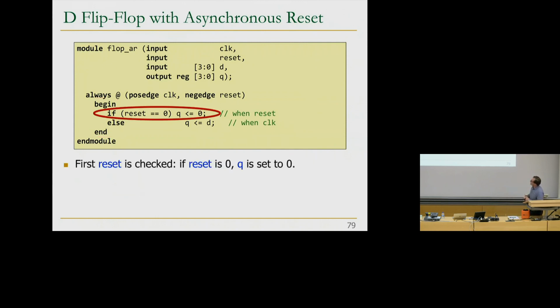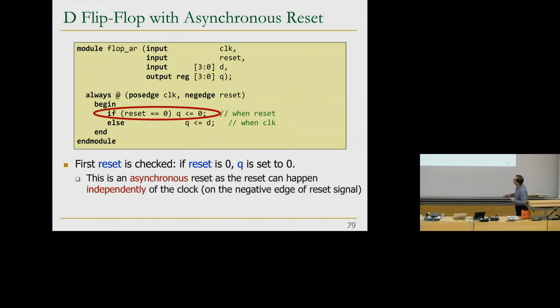Okay. So in this case, first you check the reset, as you can see. If reset is 0, Q is set to 0 whenever this gets triggered. And as I said, this happens independently of the clock. If there is no reset, the regular assignment takes effect, which is what you've seen earlier. Q gets D.